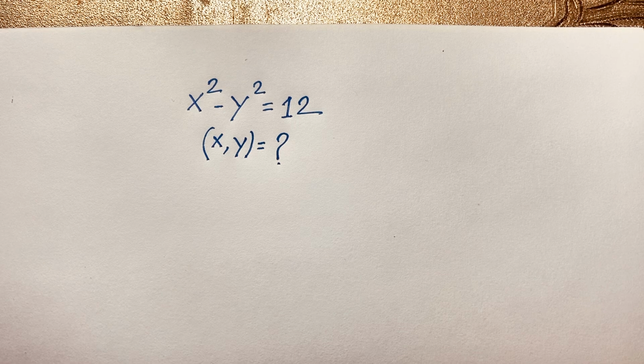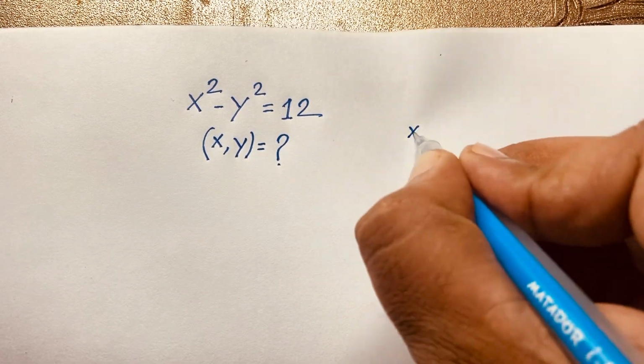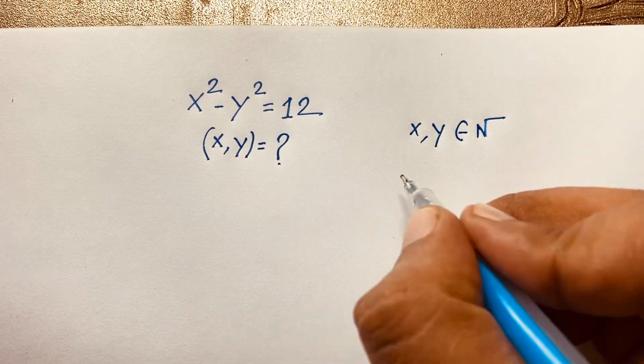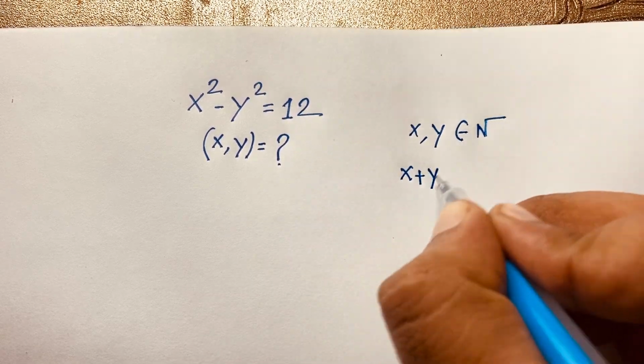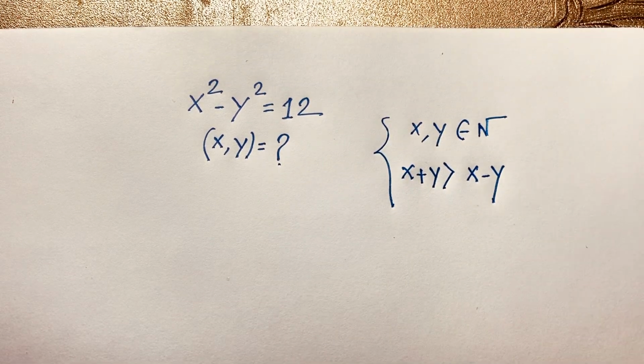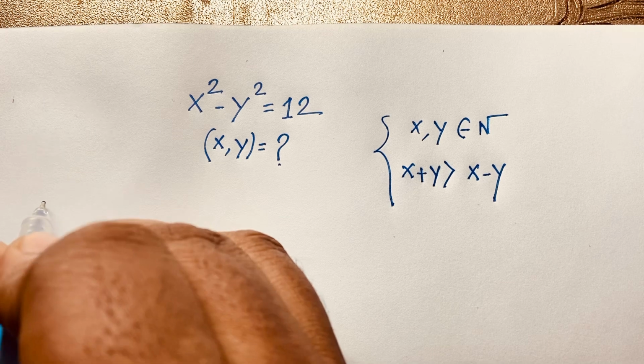This question is x square minus y square is equal to 12. xy is equal to what? Here x and y are natural numbers, and always x plus y is greater than x minus y. Here are two conditions. Now at this moment we will solve this nice math question.